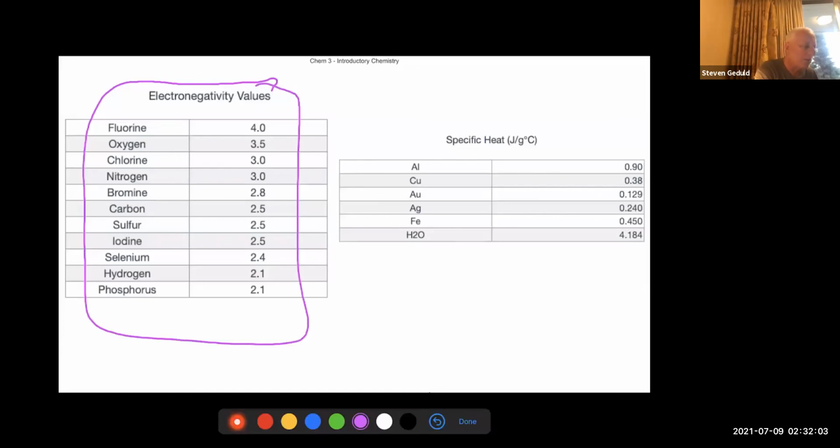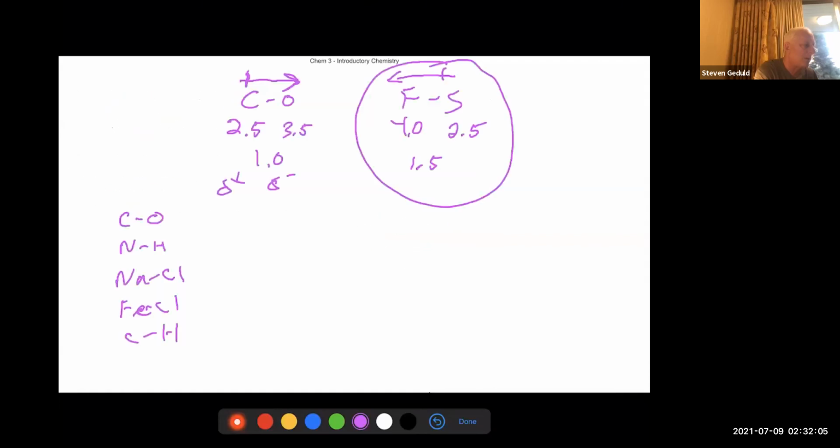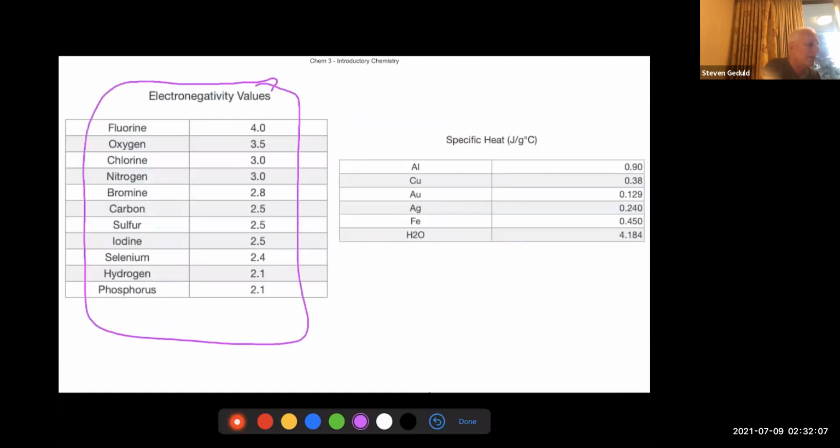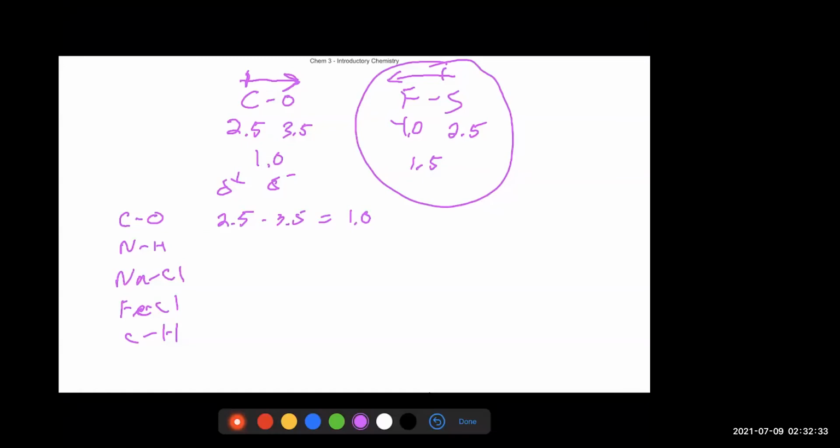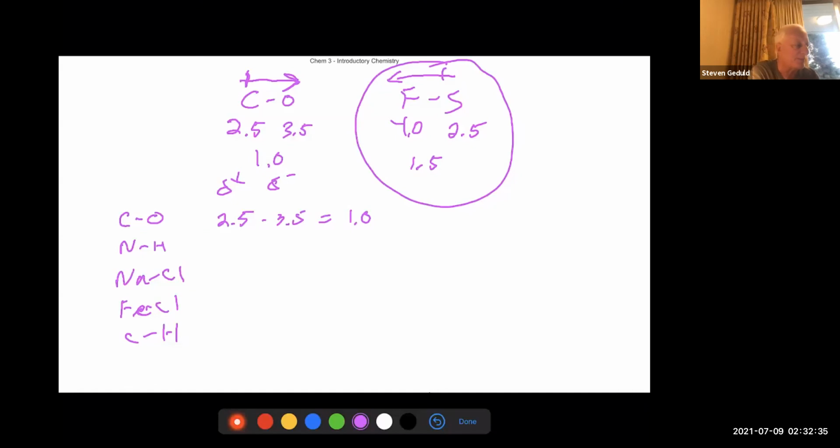So let's go down to carbon, oxygen. Carbon is 2.5. Oxygen is 3.5. The difference is 1.0. Okay, everybody see where the numbers are coming from now? Yes. Okay, good. I'm not just making numbers out of thin air.